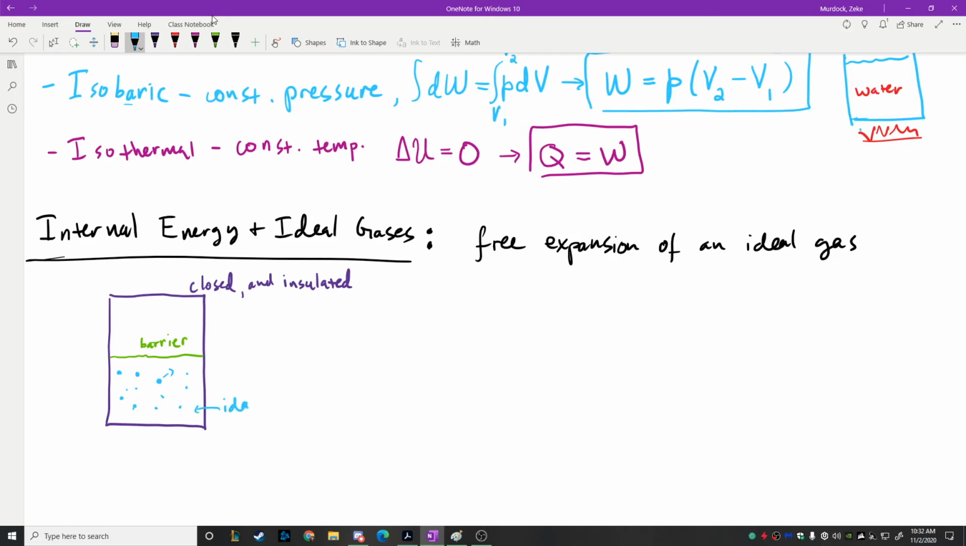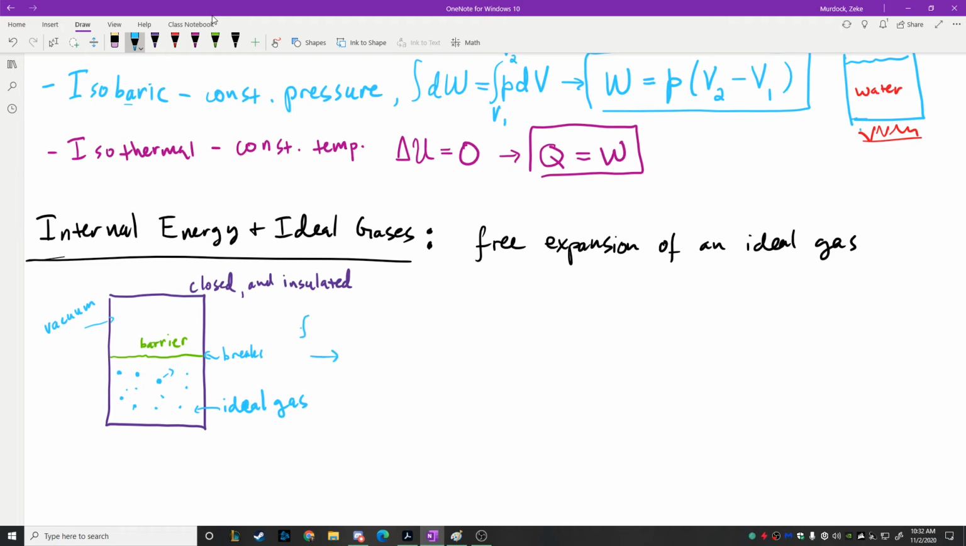It's an ideal gas at some pressure and some volume, right? And then up here, we just have a vacuum. So there's nothing up here. And then due to the pressure of the gas down here, we're going to say that it's going to break the barrier. So this barrier is going to be very weak. But we're going to assume that in breaking the barrier that it does an extremely small amount of work to break the barrier. Okay, so the barrier is going to break.